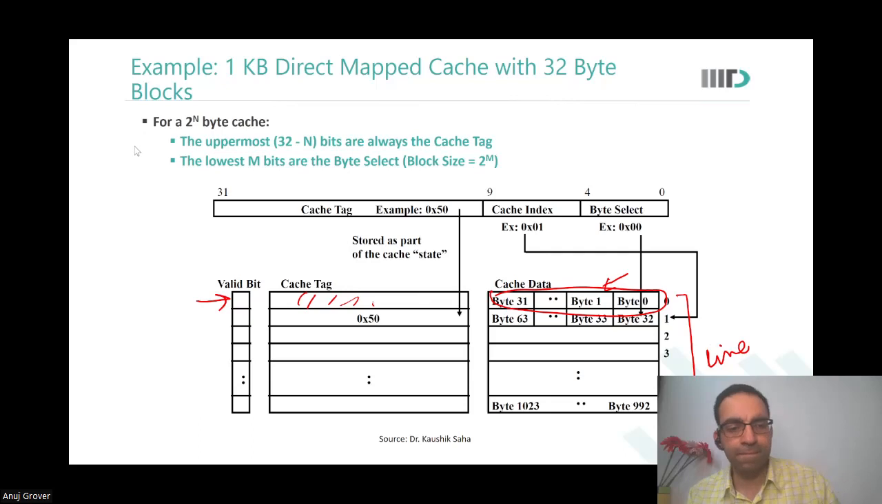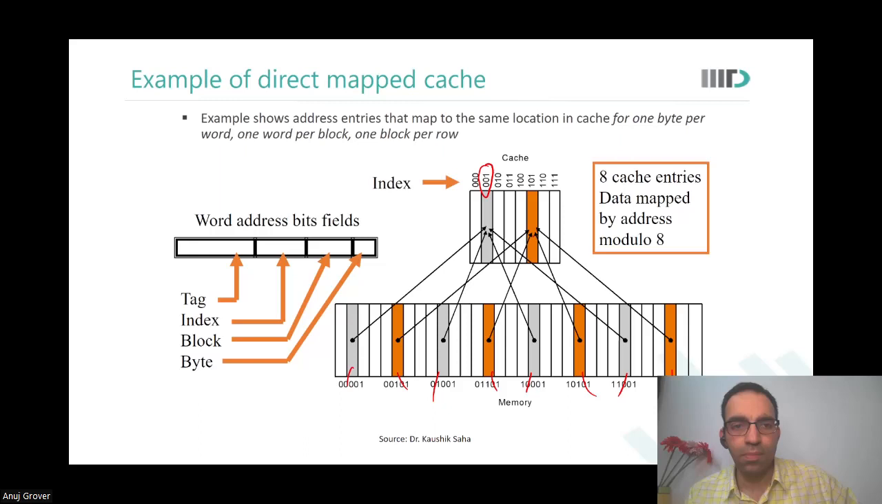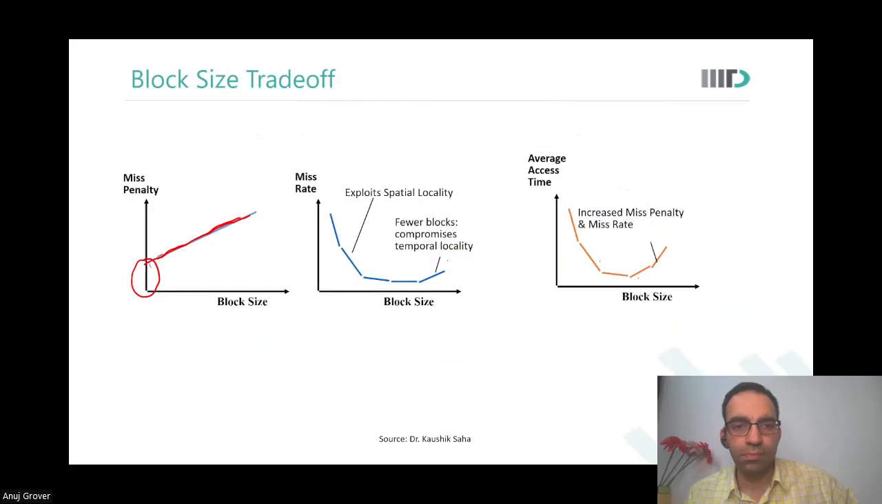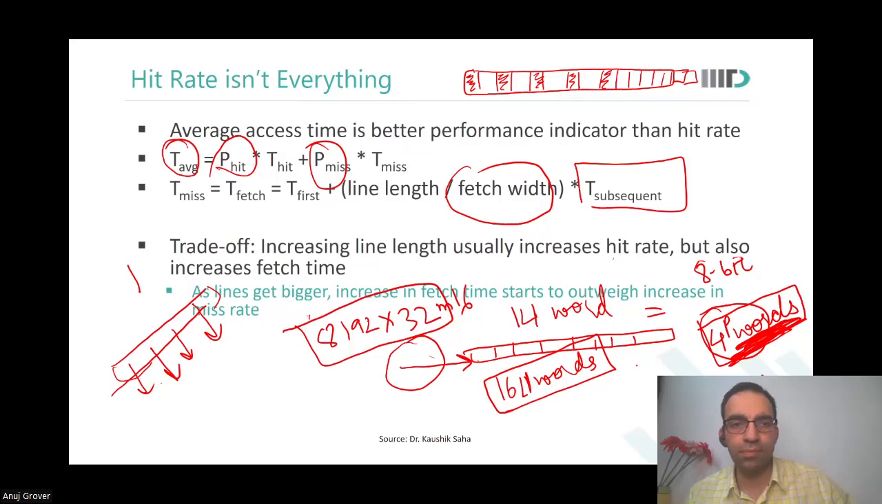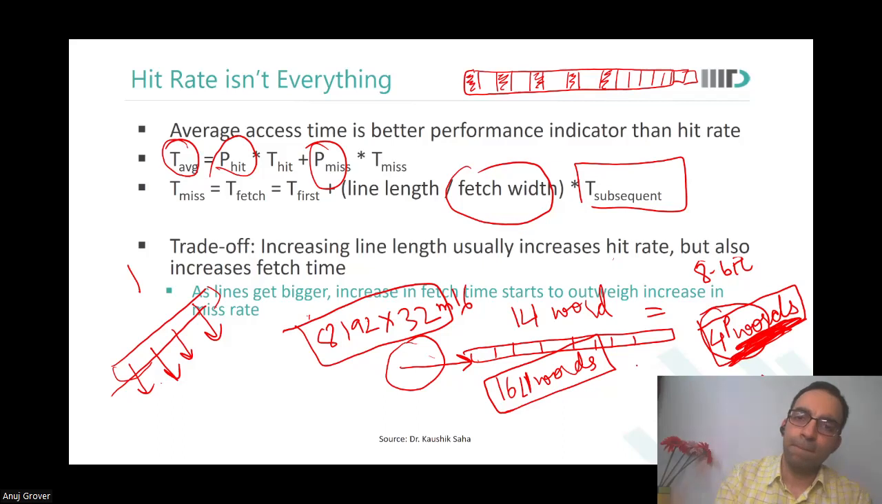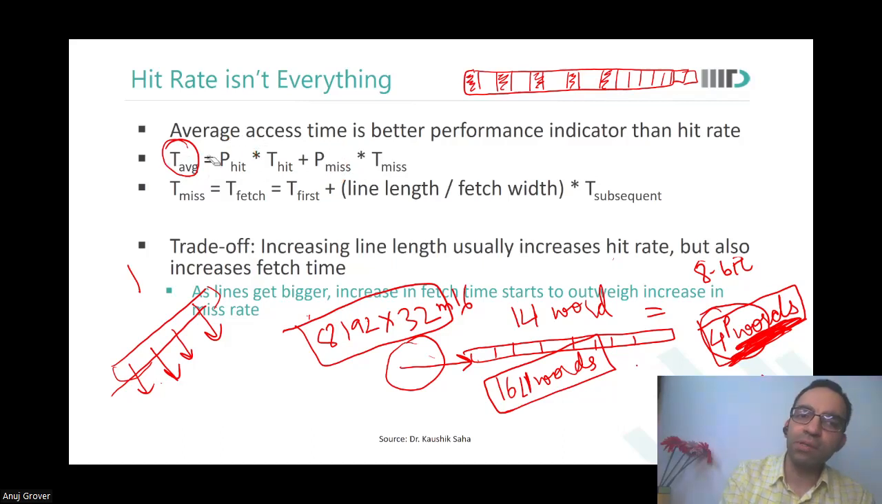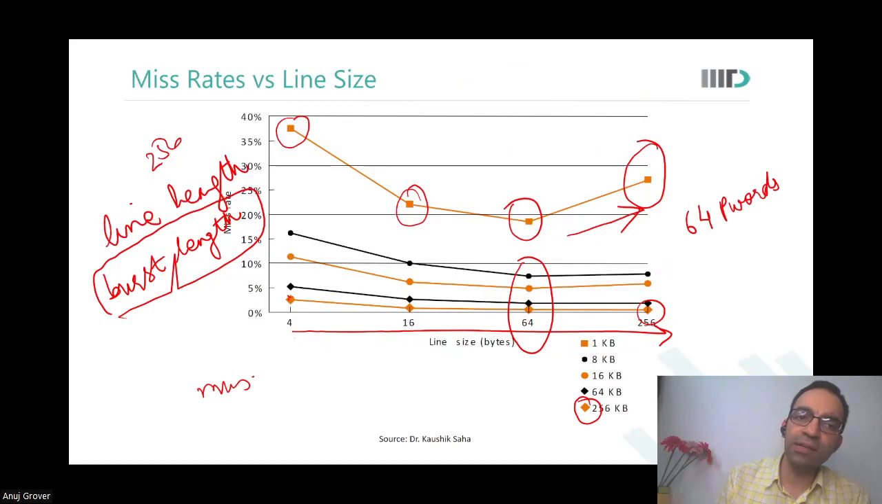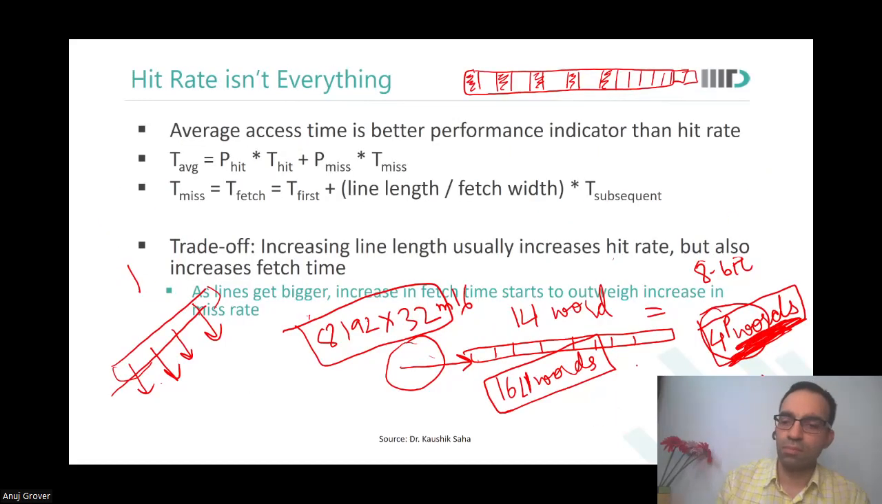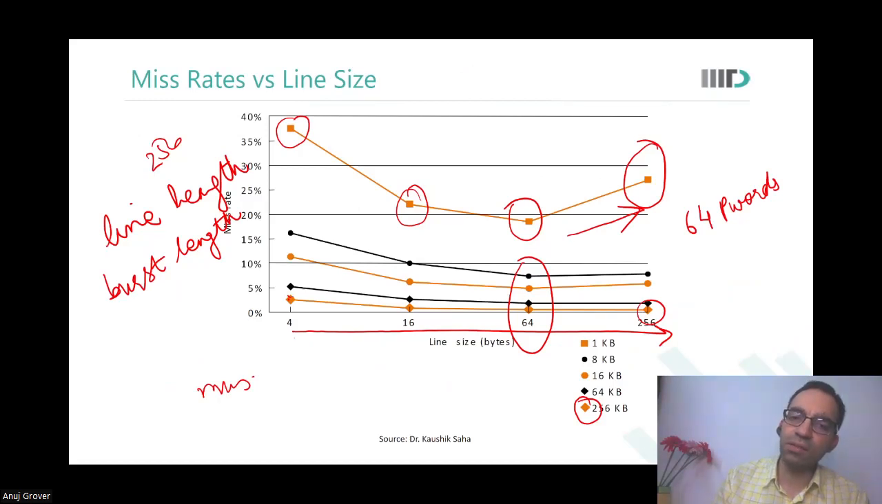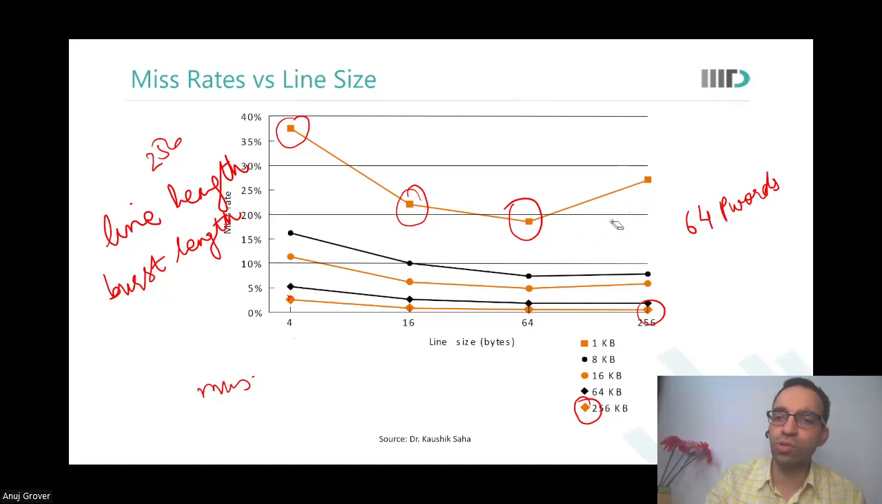Sir, I have one doubt. Can we go to the tfetch part? Sure. Here, in the tfetch part, the ratio line length to the fetch width, this can be the burst length, no, sir? We can term it as a burst length. This could be the burst length, but this may not be. That is where I wanted to differentiate between burst length and line length. Burst length is about the physical dimensions of the memory. Line length is about what your system decides to put there.